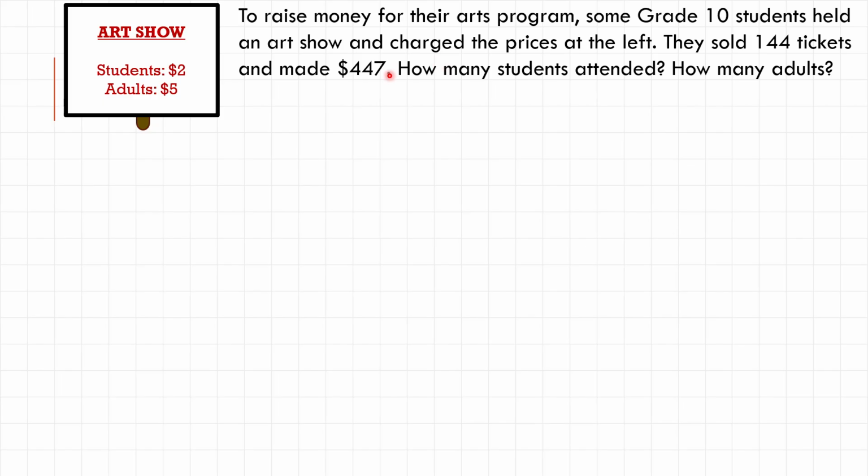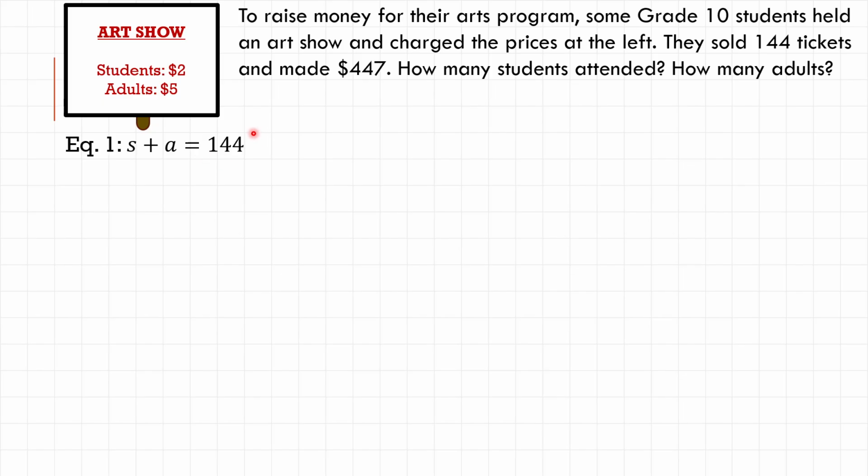Well, first of all, to make an equation, we have to identify what the variables are here. What are the values that are unknown? And the two questions give us that clue, right? How many students attended? So that is going to be one of our variables. Let's say S for the number of students, and how many adults. So let's use A for the number of adults. If we add those together, we know that in total there were 144 tickets sold. So the number of students plus the number of adults must equal 144.